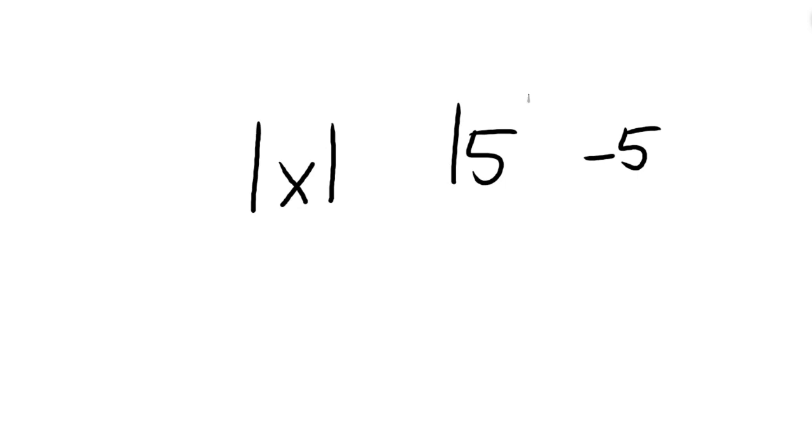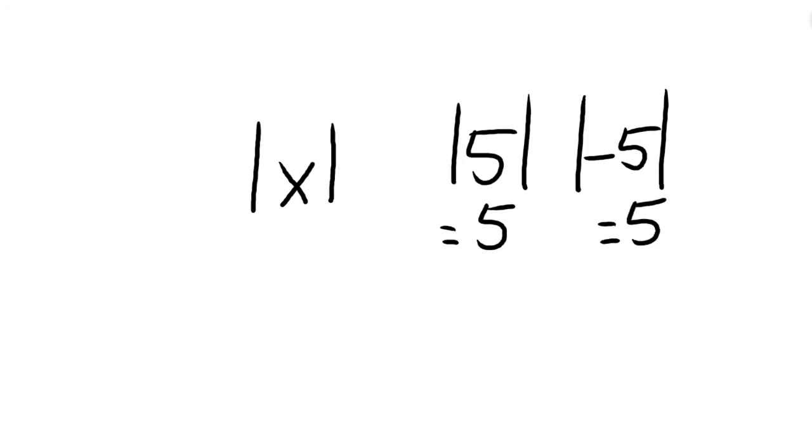I will put absolute values next to both of those. The absolute value of 5. Okay, we will take the positive of the number we have inside. Well, it is still 5. The absolute value of minus 5, the positive value of that inside will also be 5.